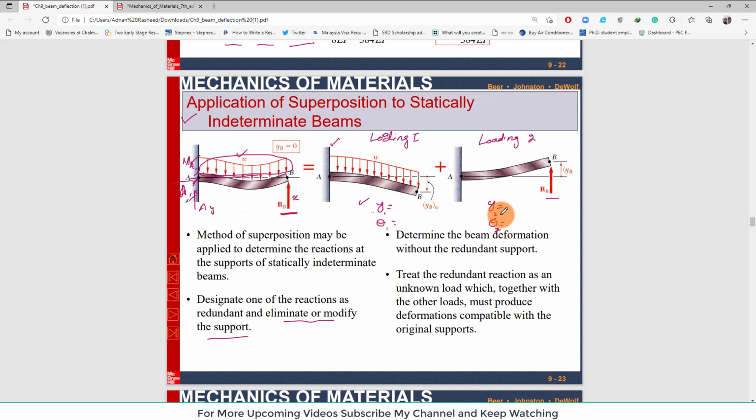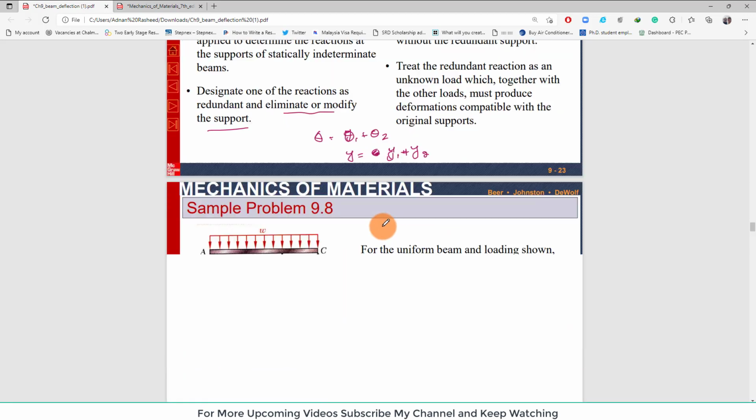Clear? At the end, we will get the total slope equal to the slope due to loading 1 plus the slope due to loading 2, and the total deflection equal to the deflection due to loading 1 plus the deflection due to loading 2. Clear? So let's move forward and solve a problem in order to show you how we will use the method of superposition for solving a statically indeterminate beam.